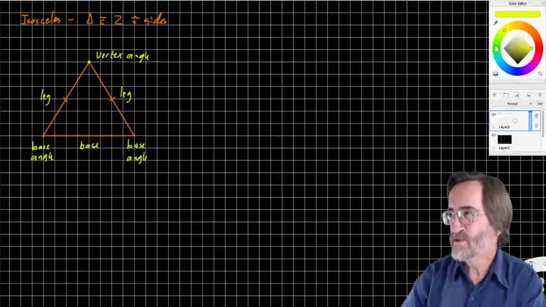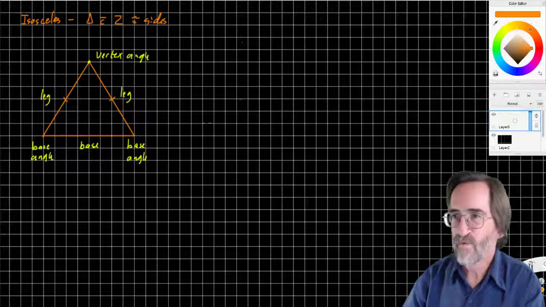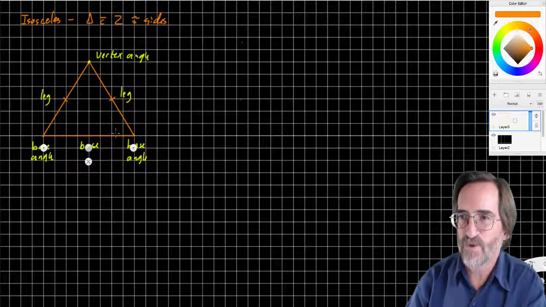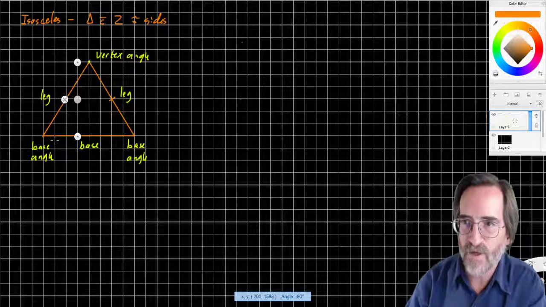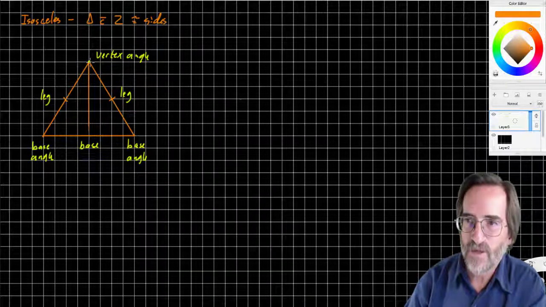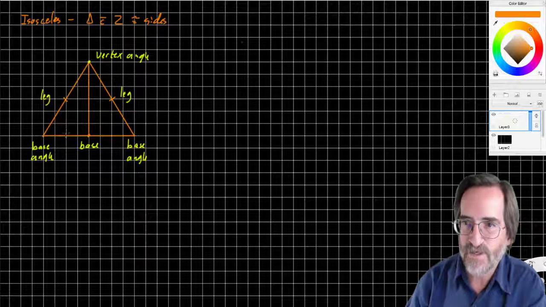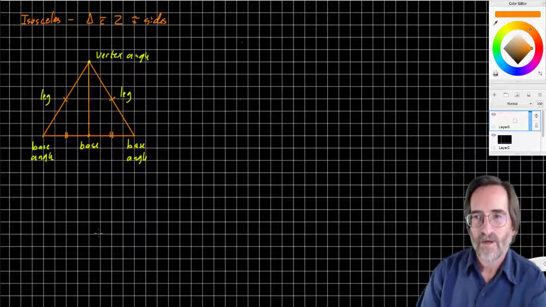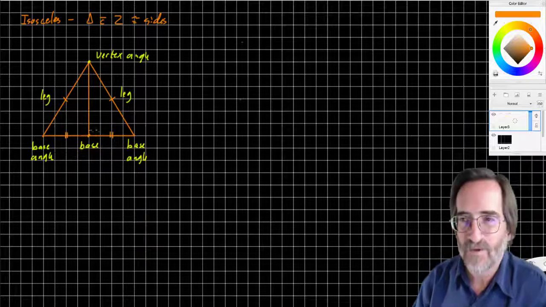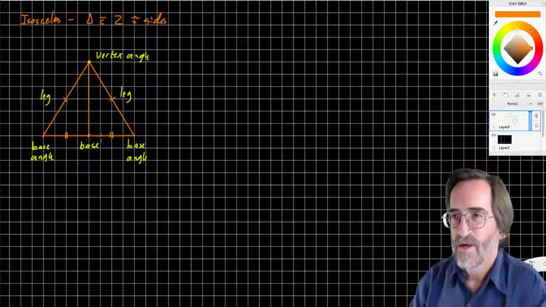Okay, let's do a proof here. I'm going to do a proof by drawing a line right down the middle. There are a couple of ways I can do this proof, but I'm going to do it this way. I'm going to draw a line segment connecting the vertex angle to the midpoint of the opposite side, so it divides the base exactly in half. And we haven't made any statements about angles other than that. All right, so here's what I'm going to prove.